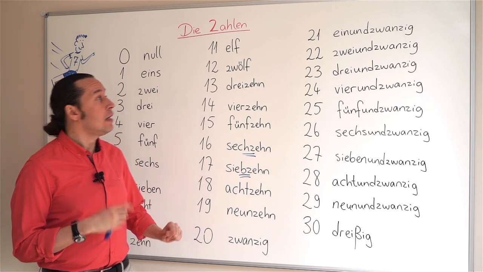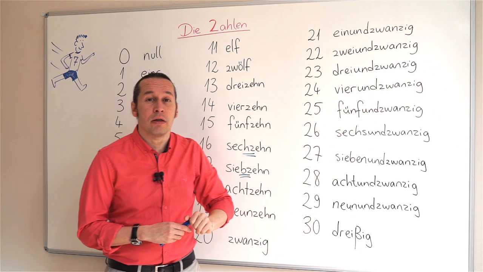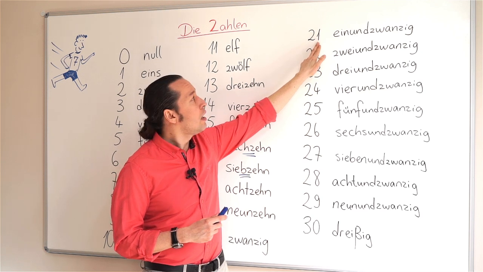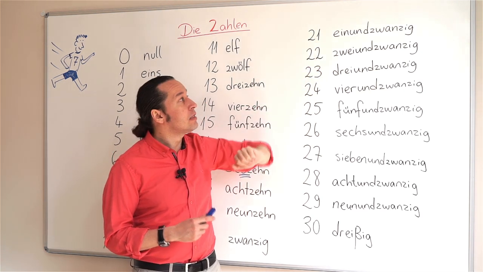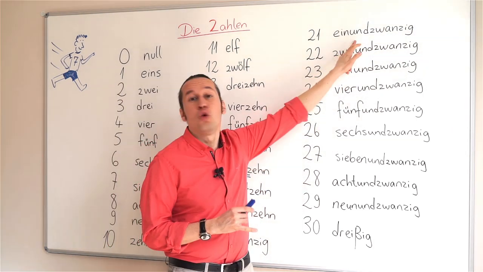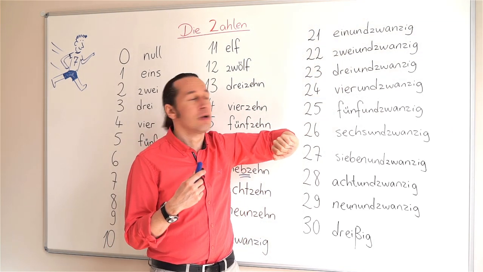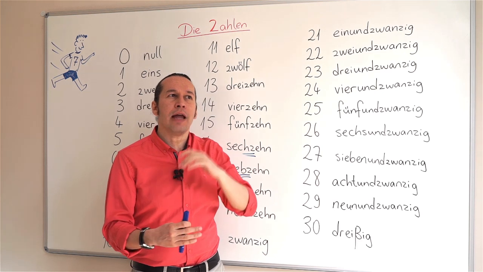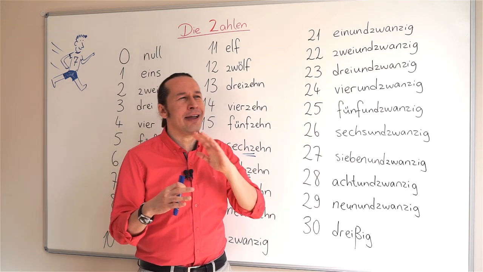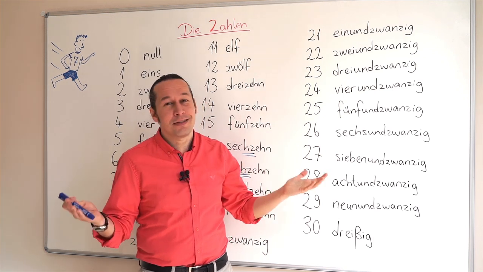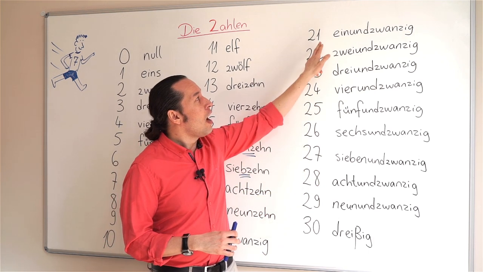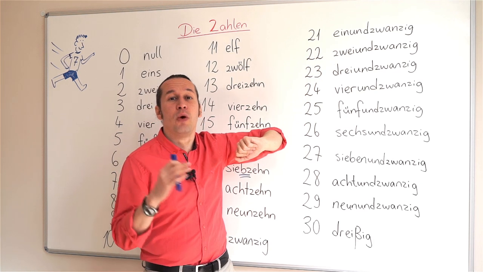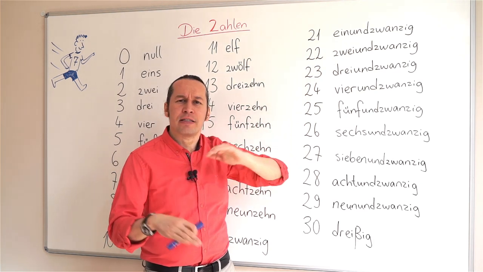Okay, till 20, I'm sure that this is clear, but after this, there is an interesting thing in German. If I want to say 21, I need to start with the first digit, which is the one, and then I'll put 20, but in between I add the word und, which stands for and in English. So 21 in German sounds like one and twenty. I know that sounds weird, but this is the case in German. There's nothing to do.